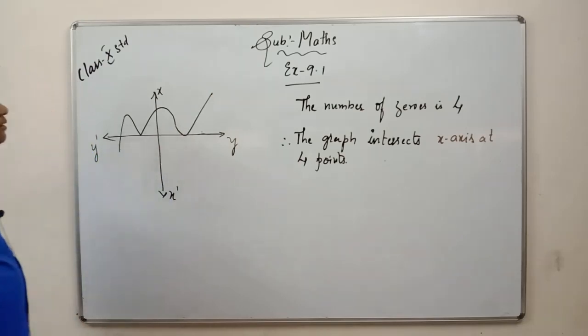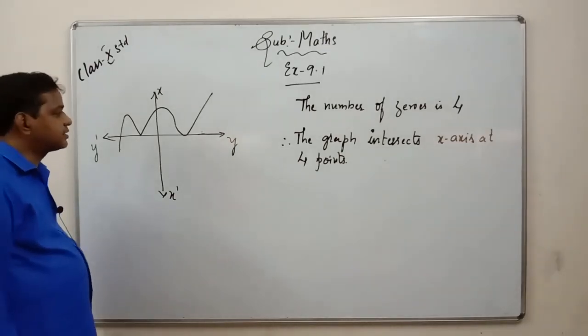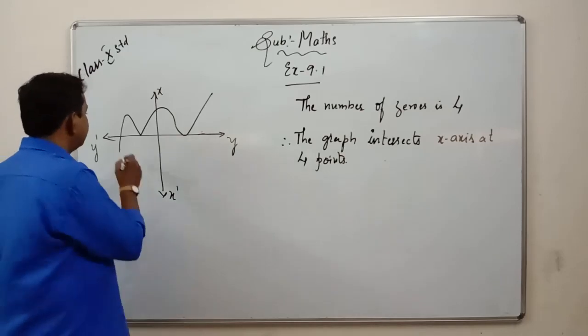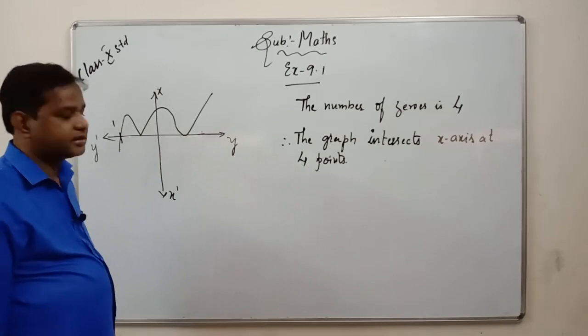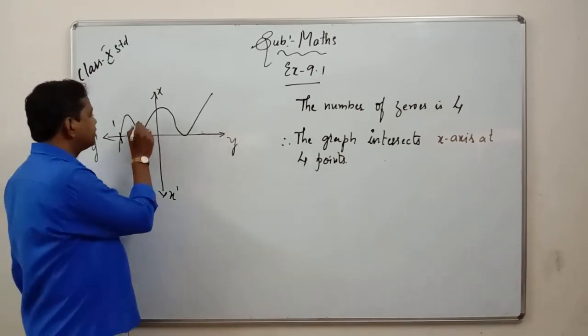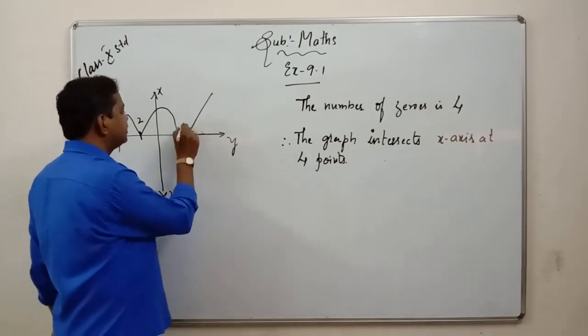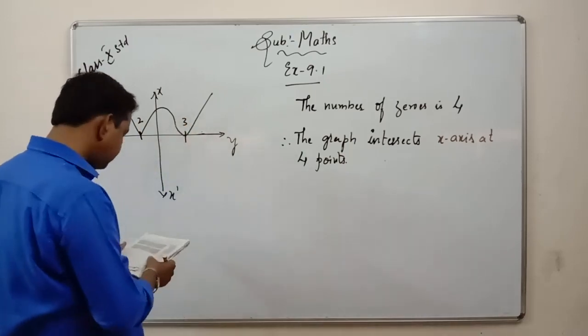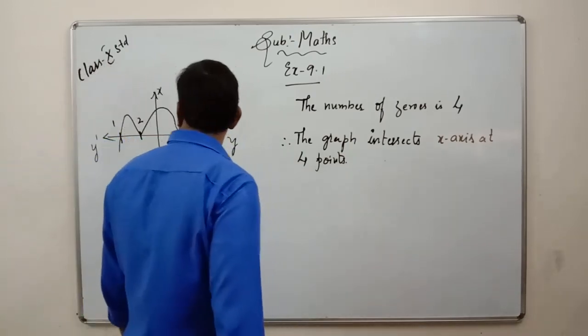Now, can you say how many zeros are there? And the graph is cutting the x-axis at how many points? Anyone? It's very easy. See here, the graph is cutting. Let us count it and write it. So this is the first one. The graph is cutting the x-axis at point 1, and this is point 2, and this is point 3. So therefore the number of zeros is how many? 3 are there.